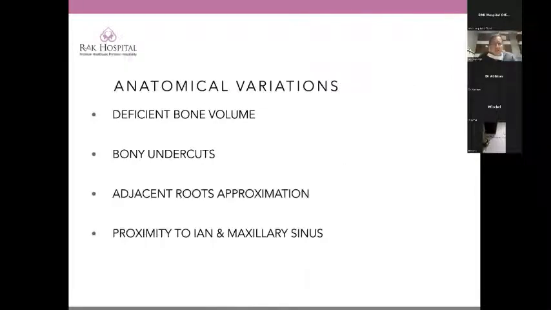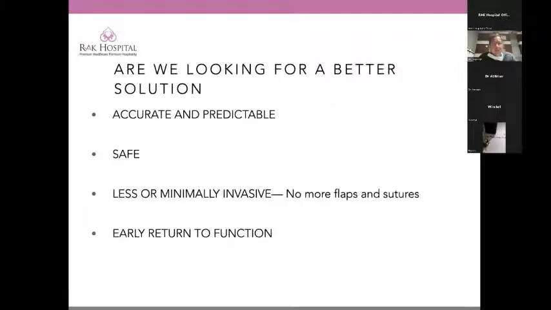So anatomical variations like deficient bone volume, bony undercuts, adjacent root approximation if your teeth are tilted, or proximity to the inferior alveolar nerve or maxillary sinus, these things are not taken into consideration if you're going traditional implantology. So yes, we have a better solution which is more accurate, more predictable, safe, minimally invasive, and then you can return to function quite early.